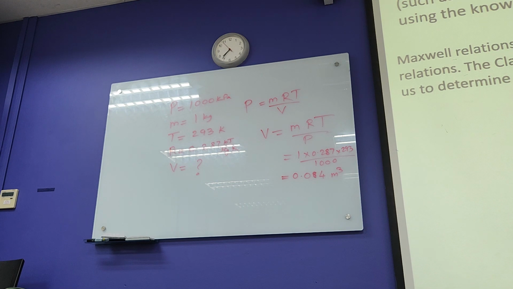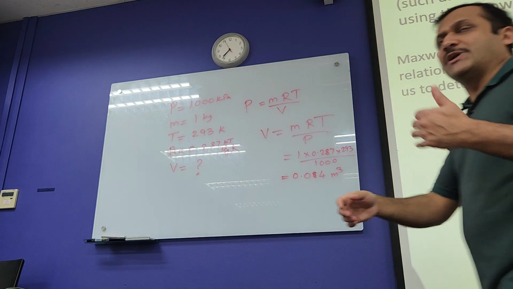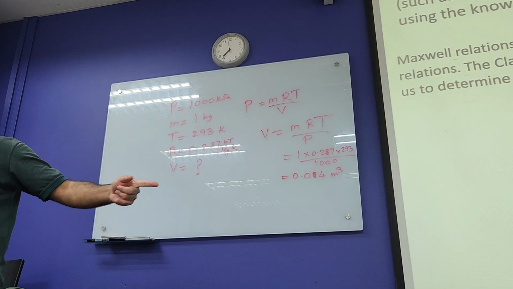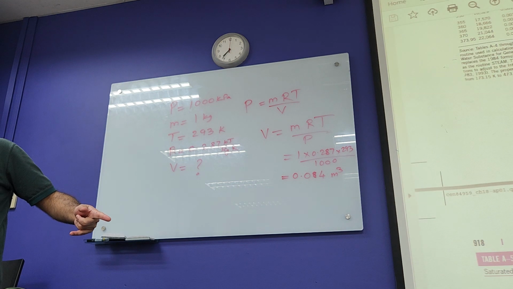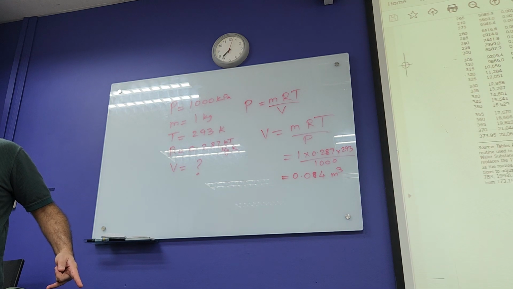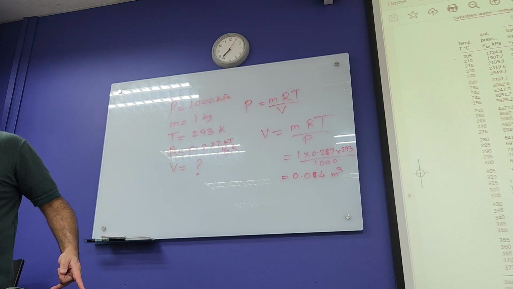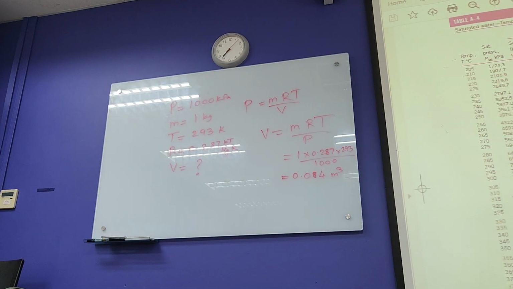Now, property tables, for example, what is HFG? Everyone knows what HFG is? That value there is HFG. It's the enthalpy of vaporization or condensation. So if you have liquid, how much thermal energy do you need to add to change saturated liquid to saturated vapor? And how much energy do you need to extract from vapor to convert it to saturated liquid? That's the value.